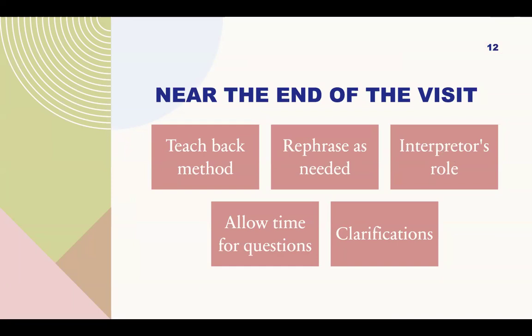Also, rephrase as needed. If the patient is unable to explain accurately, rephrase the information or instructions and ask them to try again. This ensures that misunderstandings are identified and corrected immediately. And for the interpreter's role, you want to ensure that the interpreter understands the purpose of the teach back method and uses first person language to facilitate this process. The interpreter should translate exactly what the patient says without altering it.